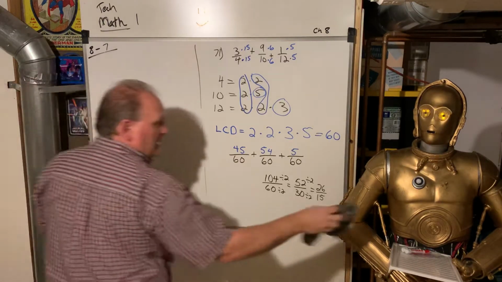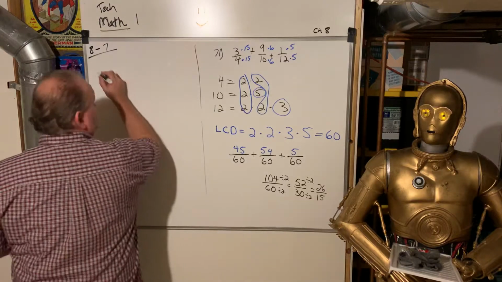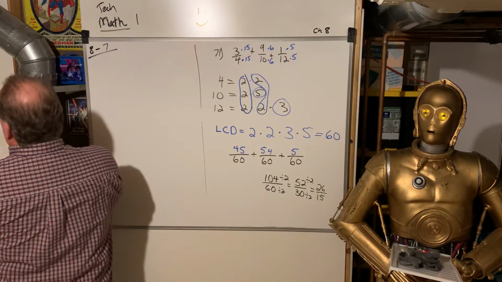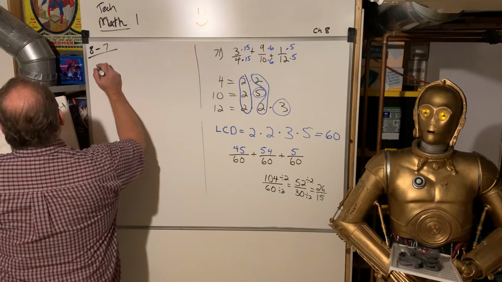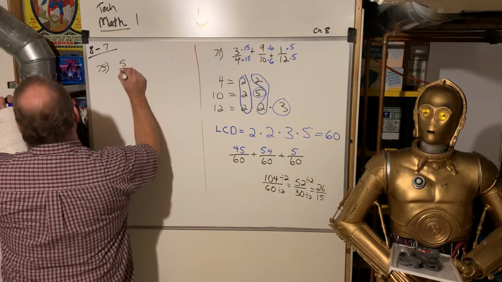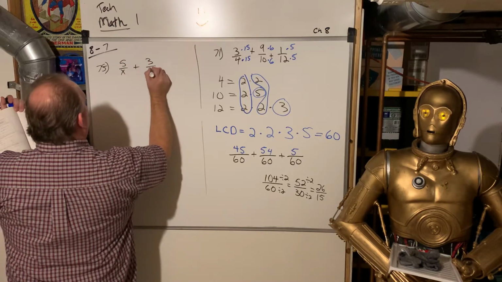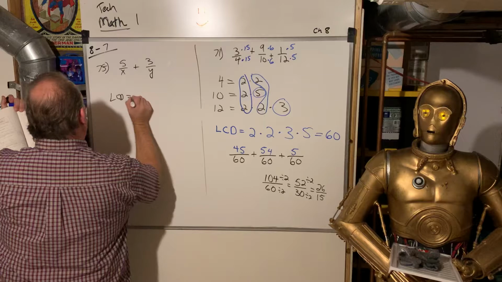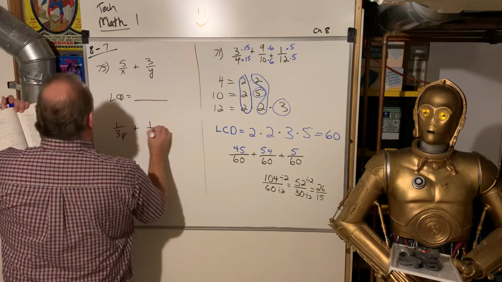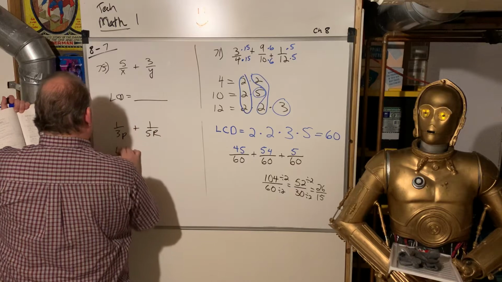Let's look at another one on 8-7. Number 75. So 75, again, they don't want me to actually add it, so these will just go and find their LCD. So they just want the LCD there. And 1 over 3p and 1 over 5r. So again, they just want the LCD.